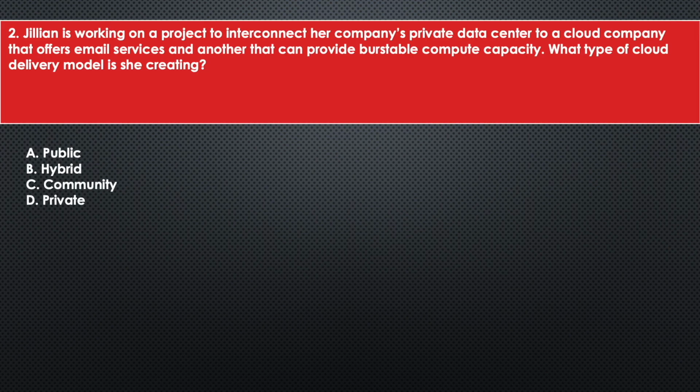2. Jillian is working on a project to interconnect her company's private data center to a cloud company that offers email services and another that can provide burstable compute capacity. What type of cloud delivery model is she creating? A. Public. B. Hybrid. C. Community. D. Private. Answers: B. The interconnection of multiple cloud models is referred to as a hybrid cloud.